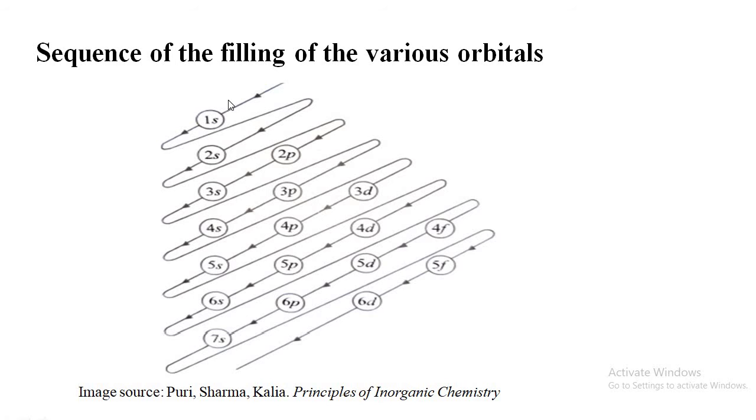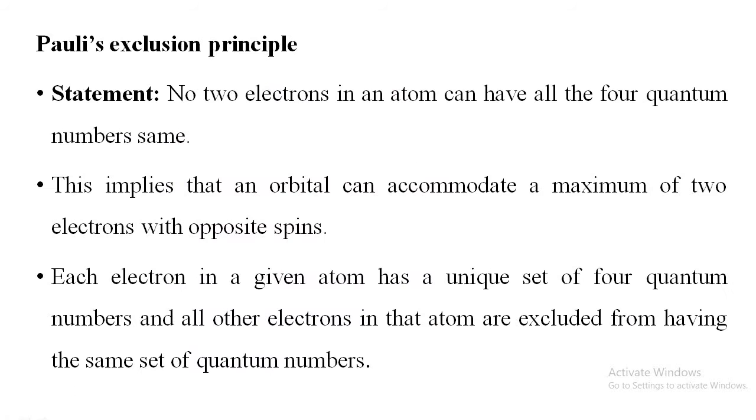Let us start the filling up of the orbitals, starting from 1s orbital, then 2s, 2p, 3s, 3p, 4s, 3d, 4p, 5s, 4d, 5p, 6s, 4f, 5d, 6p, 7s, 5f, 6d, like this.